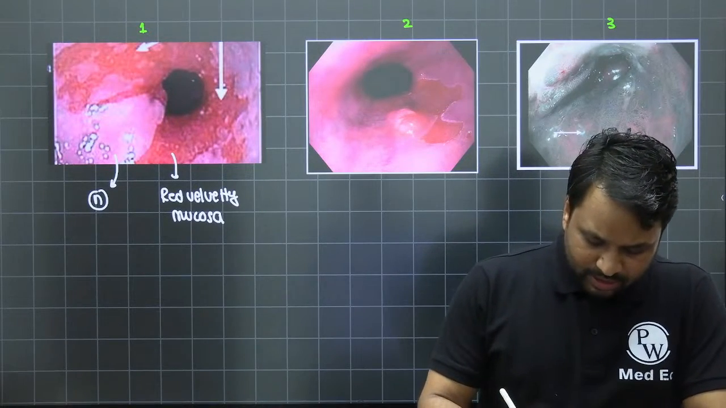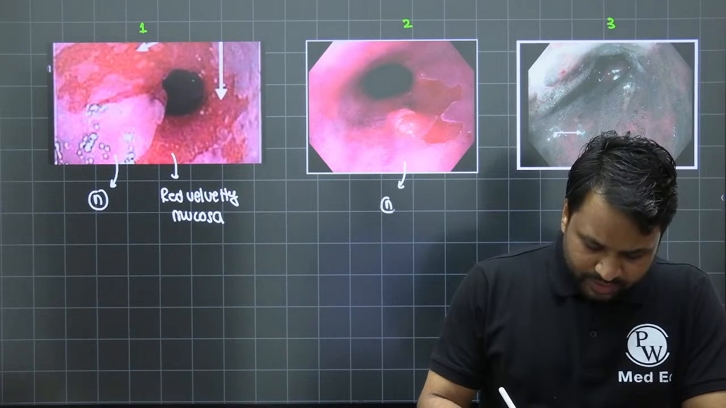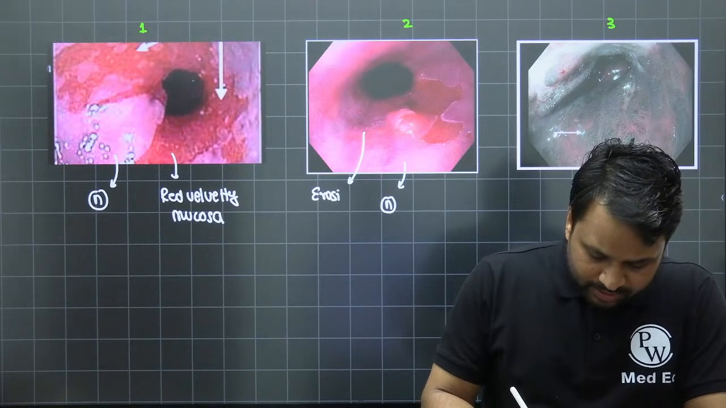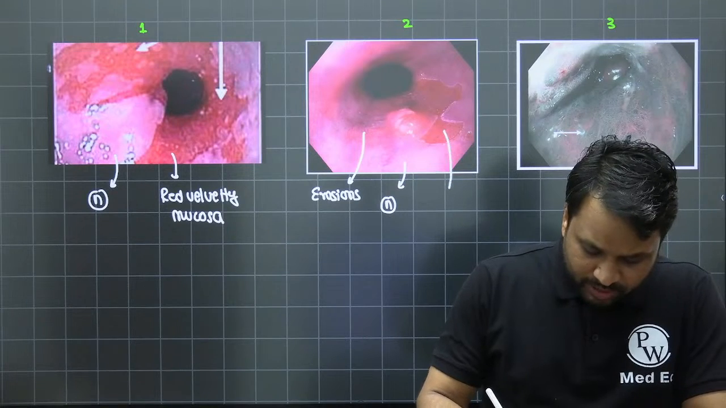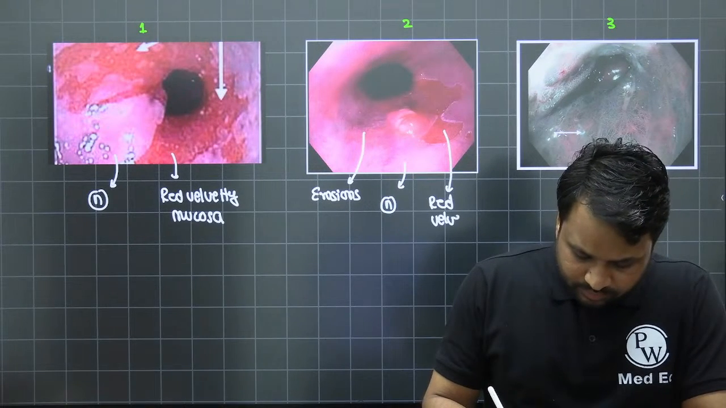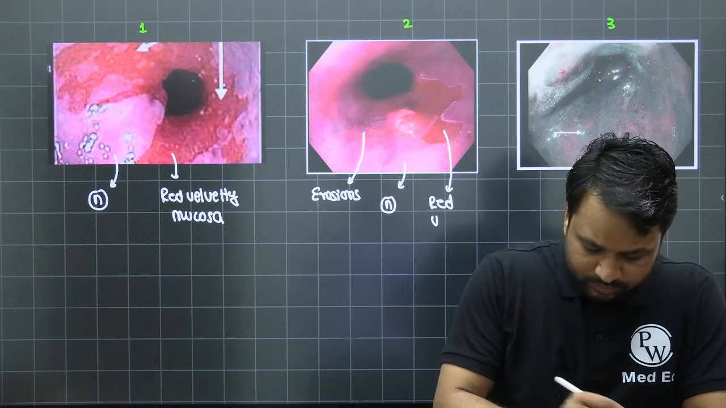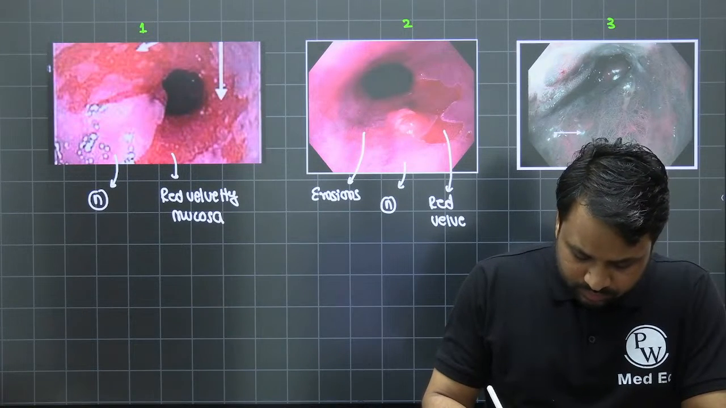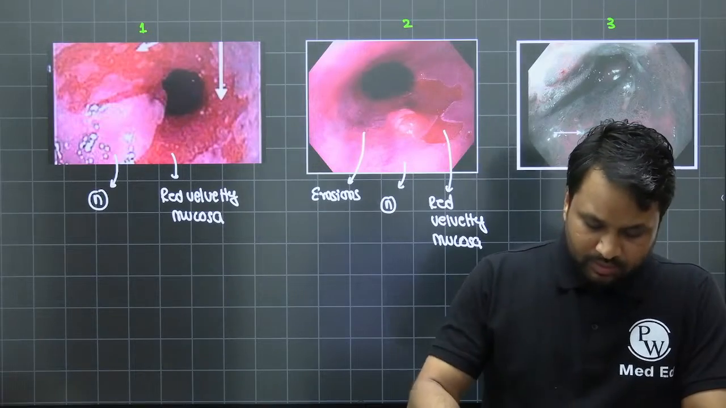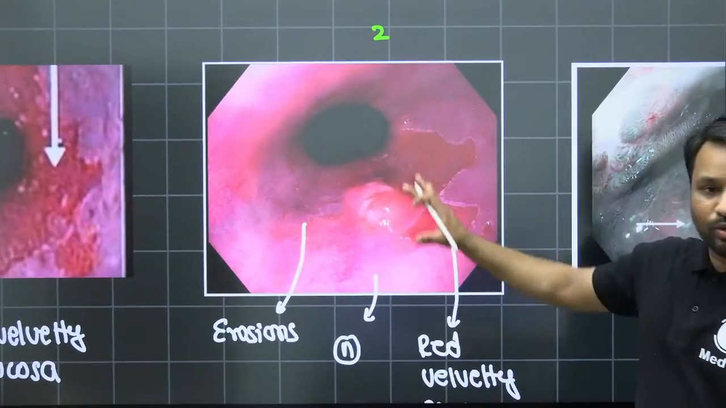right? And this red velvety mucosa signifies the patient is having Barrett's esophagus. The same is here. This is the normal esophagus. Now you can see there are these erosions which are present, and these erosions are now transforming into a red velvety mucosa. Right? This is quite evident when you look across here.